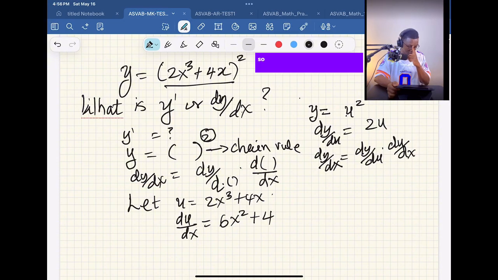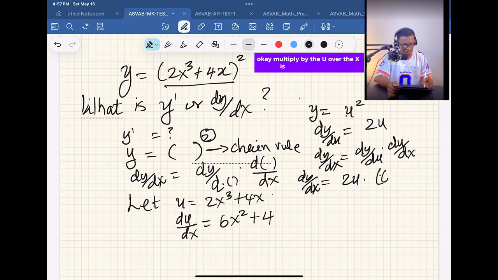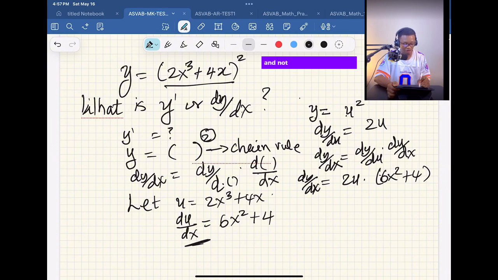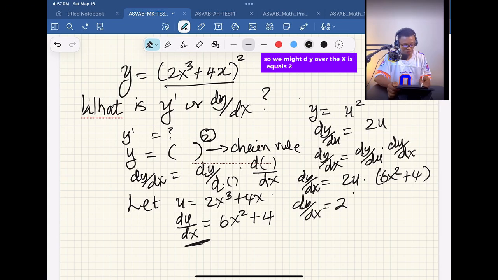So dy over dx equals dy over du, which is 2u, multiplied by du over dx, which is 6x squared plus 4. But we are differentiating y with respect to x and not y with respect to u. So wherever we see u, we place it back. So my dy over dx is 2 into, what is your u? Your u is 2x cubed plus 4x. That's what you've let u be, remember. Then you multiply this by your 6x squared plus 4.